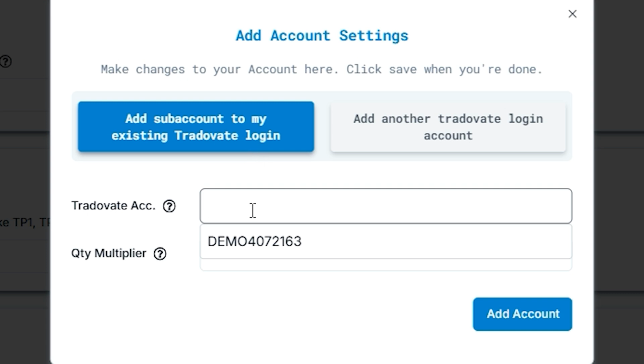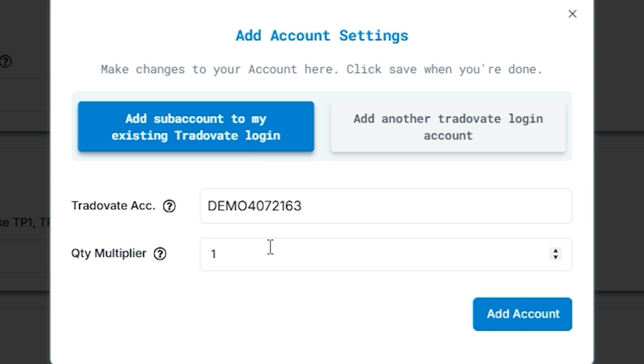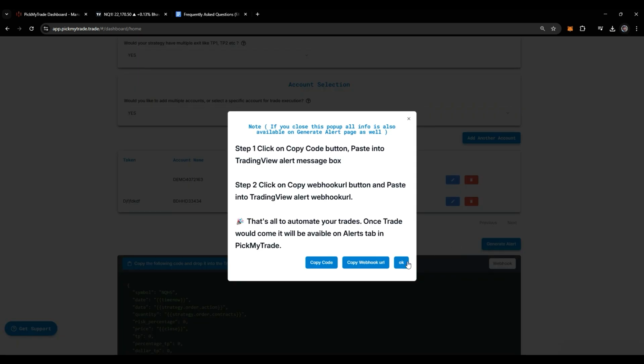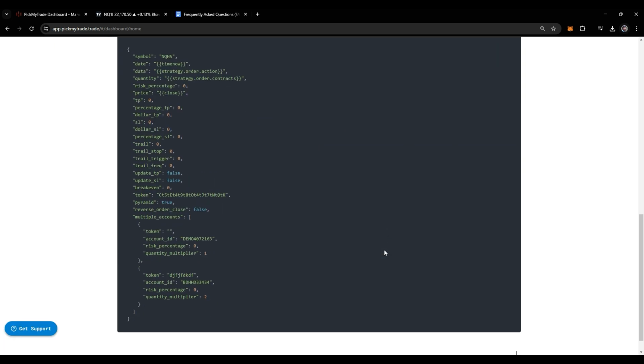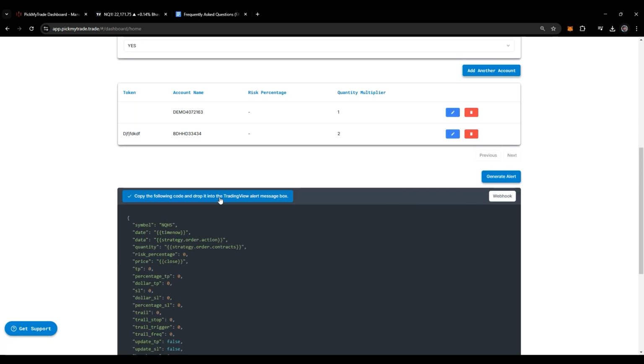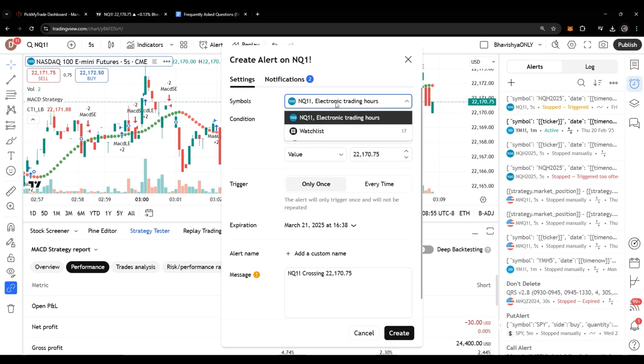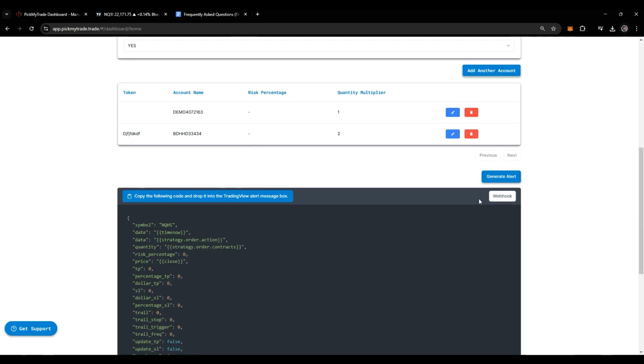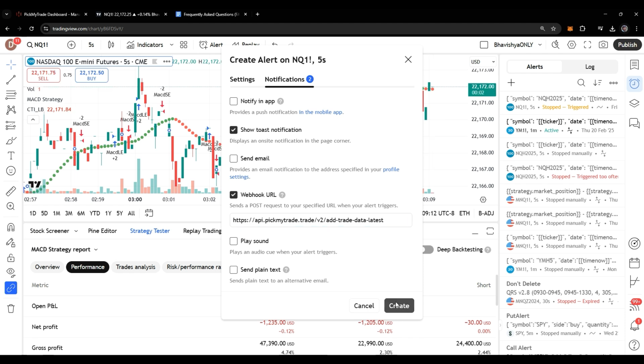So in the first case, you just need to select the Tradovate login from the drop-down and the quantity multiplier. Then you can click on Generate Alert. And that's how your alert is going to get generated. So just copy this code, go into TradingView, select the strategy, and paste the code here. Copy the webhook URL from here and paste it in the notification here. And just create the alert.